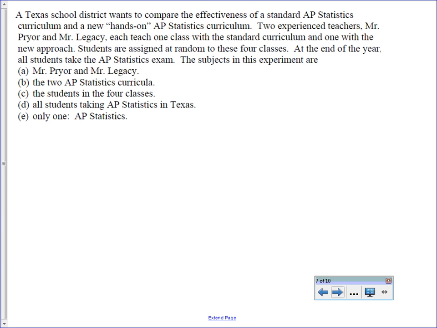all right, remember subjects is who we're giving treatments to. The 2 AP statistics curricula are the treatments, but the treatments are being given to the subjects, and the subjects are the students in the 4 classes.